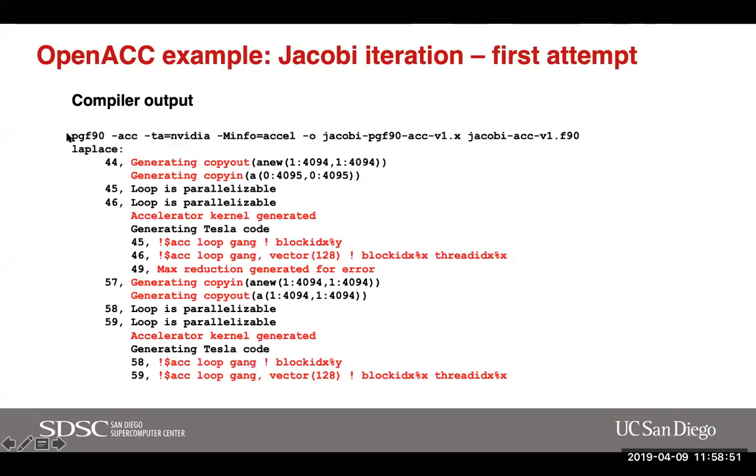And so, oops, this is actually the wrong command here. PGF90 is for Fortran code, but it's the same for PGCC, the C compiler. I would say that you want to accelerate the code, and -Minfo=accel will give you some information about what the code is doing. So it's going to tell you it's generating copyout and copyin. So that's data transfers. It will generate a kernel and has some information about the kernel.